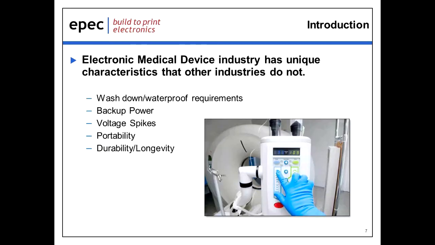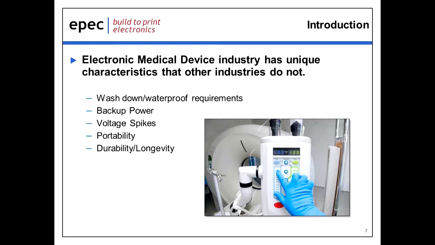So to get started, everyone knows that medical devices, especially electronic ones, have unique characteristics that other industries do not. Starting with washdown and waterproof requirements, these devices many times are in environments where bodily fluids get on them and they need to be washed down, and being able to understand that they need to be washed down and waterproof resistant are things that we're familiar with.